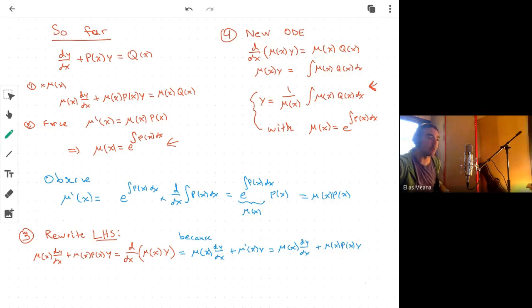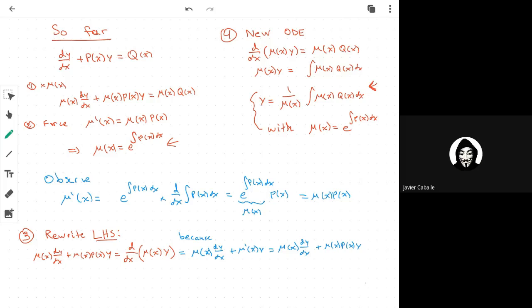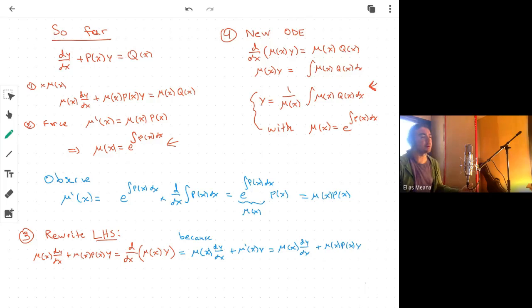We're not just plugging it in. We're designing mu to be a function that forces our differential equation to be product rule. It's by design that we're doing that. We're doing that on purpose. That's the whole point. The whole point is we don't have product rule. Let's force product rule to happen. I know, but like, what is dy dx? Dy dx with respect to what? What do you mean with respect to what? It is the derivative of y with respect to x.